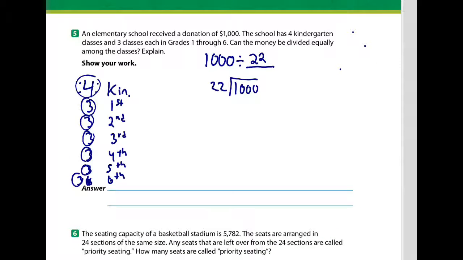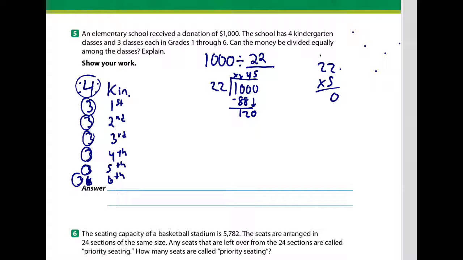So 22 goes into 100 4 times, which is 88. 100 minus 88 is 12. Bring down the 0. So 22 goes 5 times into 120. So if I do 22 times 5, that's 110. Subtract, I'm going to have 10 left over.